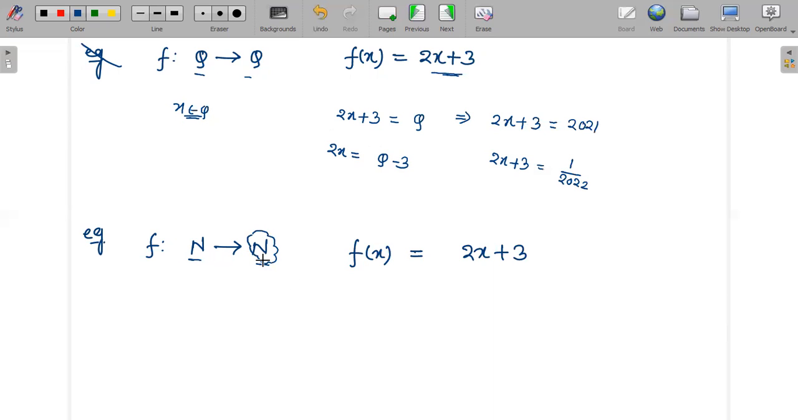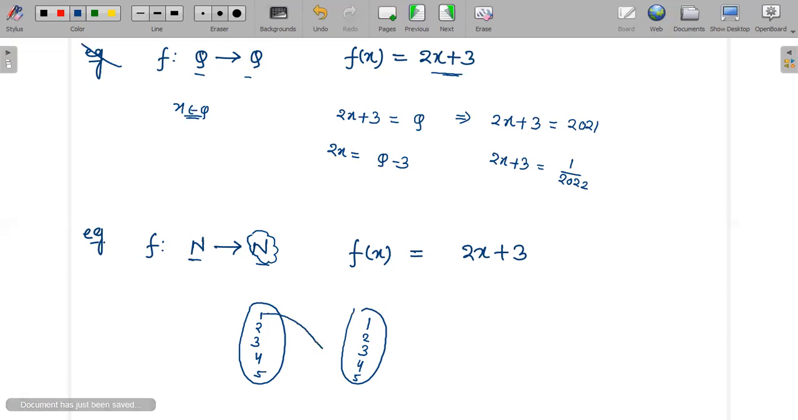So I wonder whether I'll get all natural numbers or not. Suppose I want to check the range of that function. There are two different ways I can do it: in set A I'll be putting different natural values, and in set B let me write down the elements of natural numbers 1, 2, 3, 4, 5. Suppose I substitute x equals 1 there, then at x equals 1, the output will be 5.